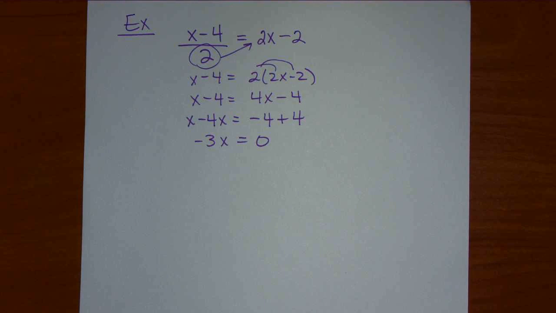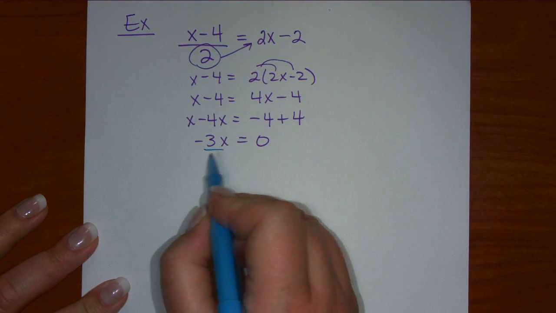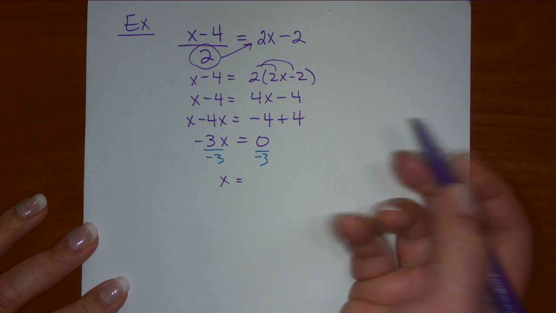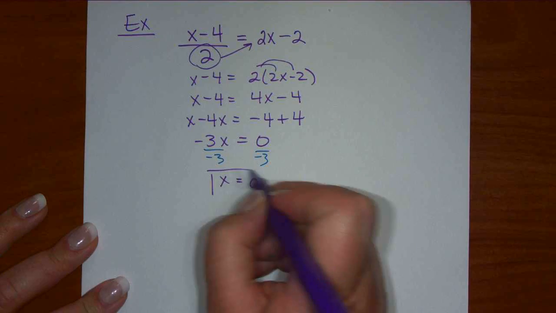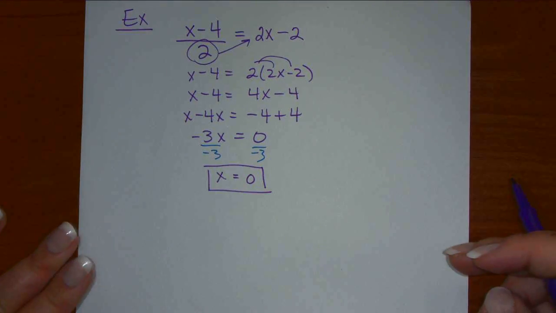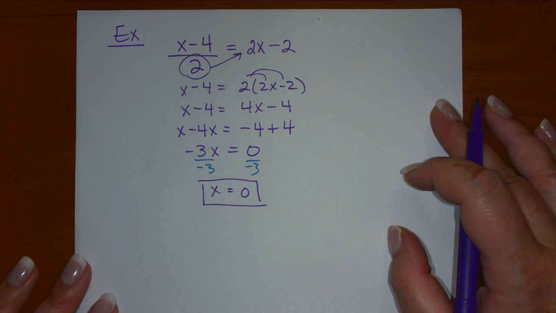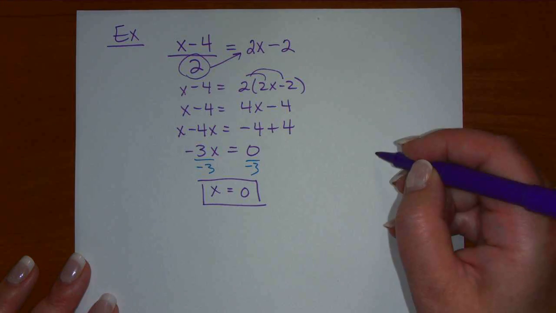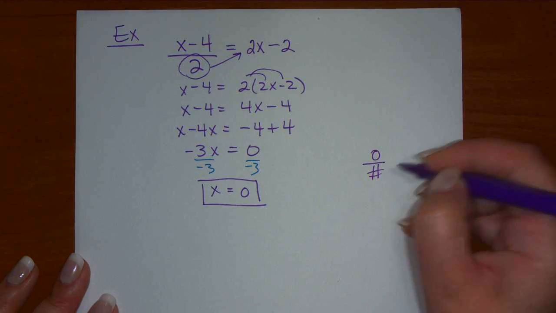Okay, so I'll let you catch up to there. This is okay. It's okay to have an answer of 0. Because now what you would do is divide both sides by minus 3. And x is equal to 0 over 3, which is 0. So the answer is 0. Remember, 0 over a number is equal to 0.